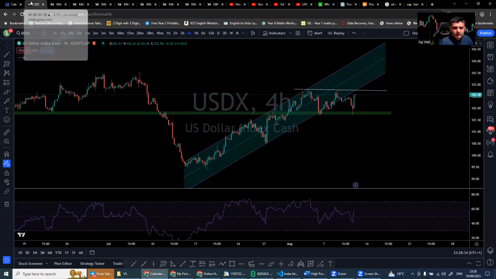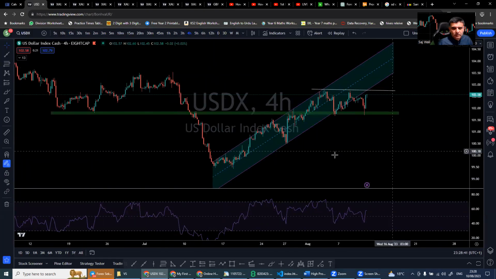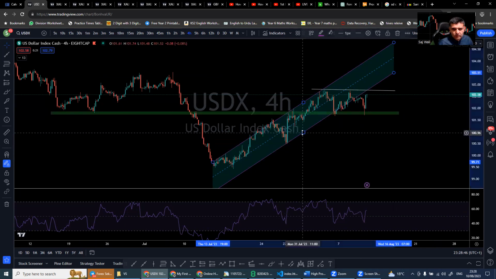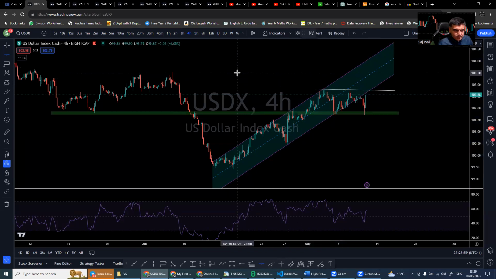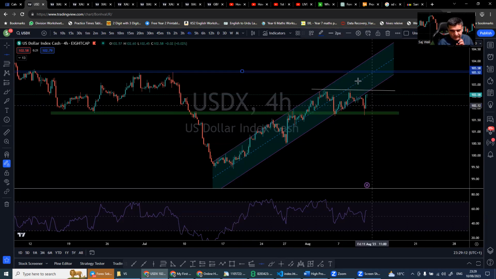Right. Let's see what's happening in Dixie. Dixie is going in the channel in 4 hours. This channel was broken. It was going in the channel, and now this channel was broken, as you can see. It is retesting the channel. This is a resistance area, and I'm expecting it to break this resistance, and we can go further to the upside, to the 103.50 level. And gold, as a result, should come down.